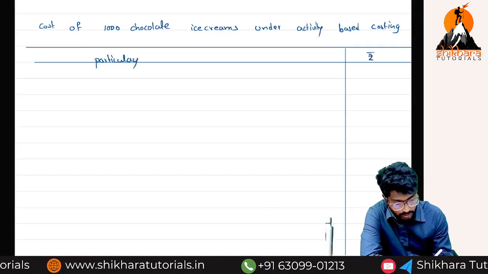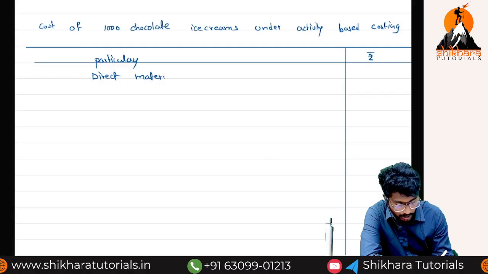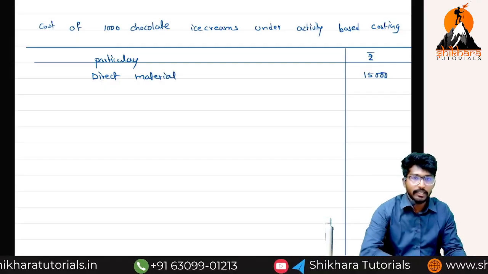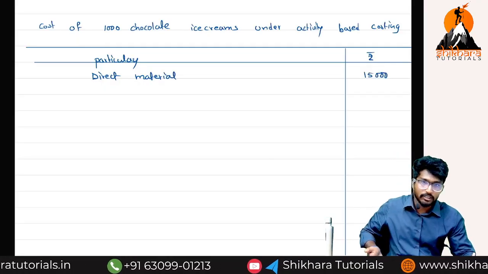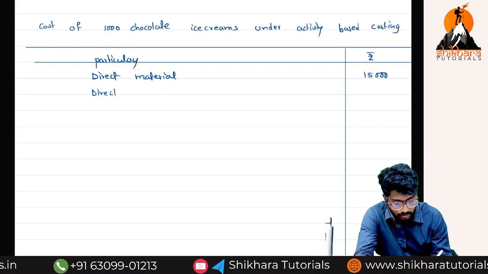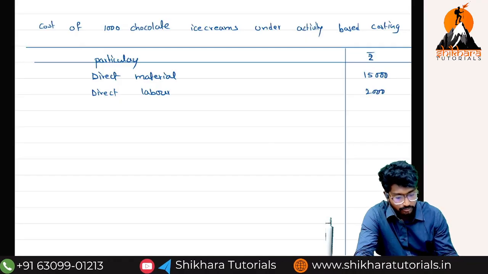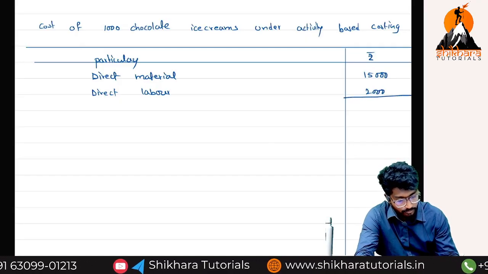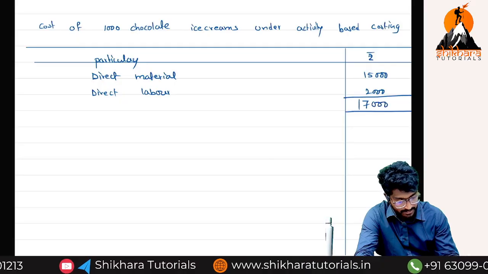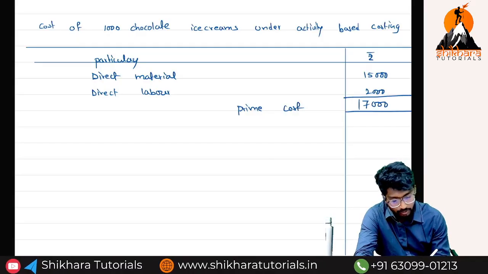First, direct material. We already calculated how much it is: 15,000. Am I correct? Direct cost under ABC and traditional costing will be the same only. Next, direct labor: 2,000. Total how much? 17,000. What is it? Prime cost. Add overheads.